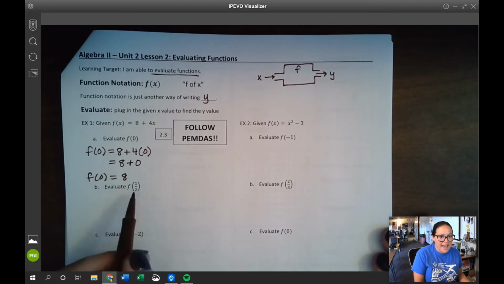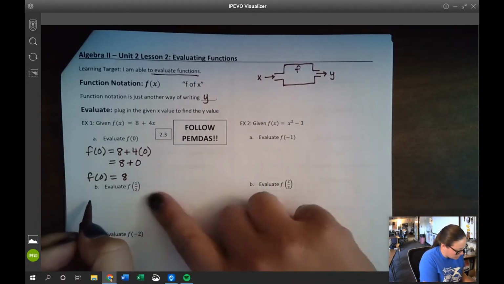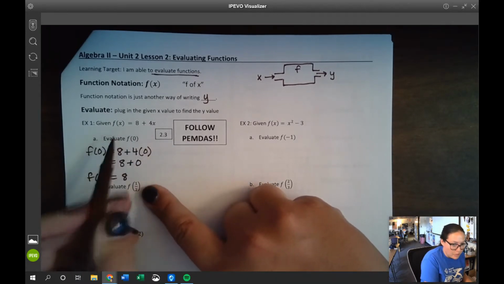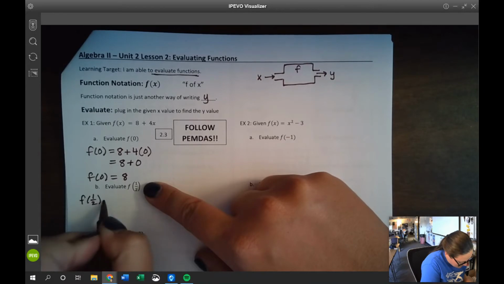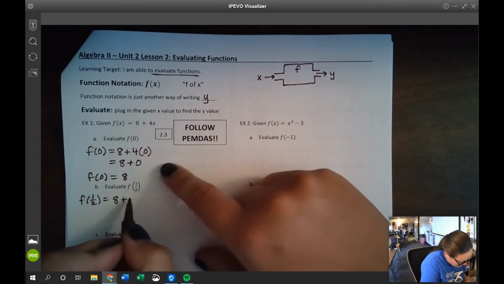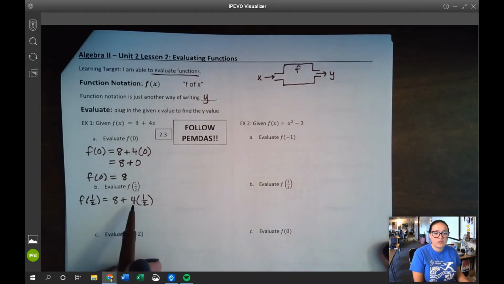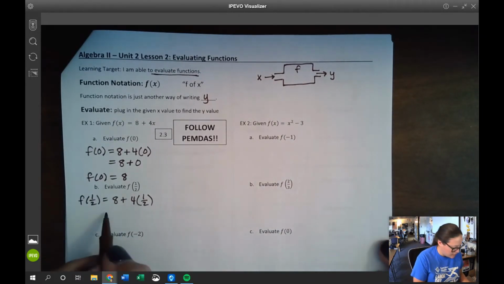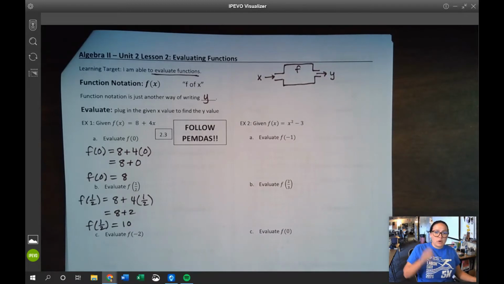f of 1/2. We can put fractions into functions just like we do any other number. So again, I'm going to change my x's to 1/2. So f of 1/2 equals 8 plus 4 times 1/2. 4 times 1/2 is 2, and 8 plus 2 gives me 10. So f of 1/2 is 10.